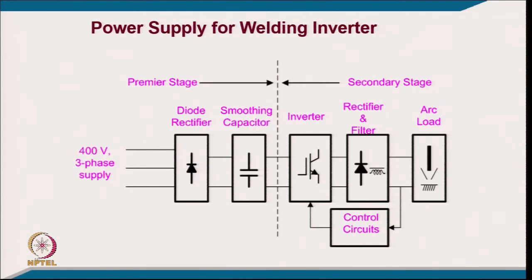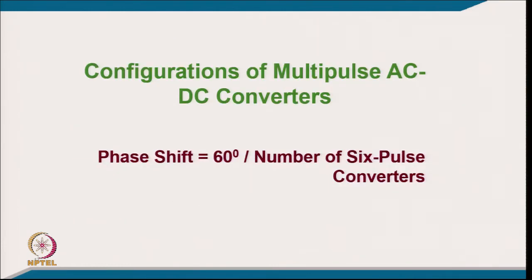Well, another is power supply for welding. So, we use the 3 phase supply for high power, normally use a rectifier, then a smoothing capacitor for getting a regulated DC, then we use an inverter for converting into high frequency, and then we use a rectifier and filter, and then we have an arc load typically.